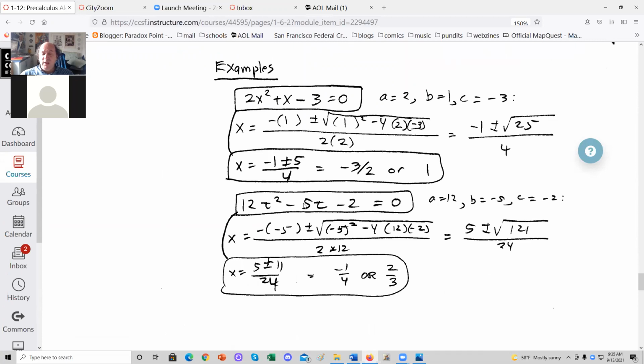12t squared minus 5t minus 2 equals 0. Here let a equal 12, b equal negative 5, make sure that the sign is there. c is negative 2, make sure that sign is there. So x equals minus b, negative 5, plus or minus root of b squared, negative 5 squared, minus 4 times a, 12, times c, negative 2, all over twice a, twice 12. Okay, that's 5 plus or minus root 121 over 24. That's 5 plus or minus 11 over 24, which is negative a quarter or 2/3.